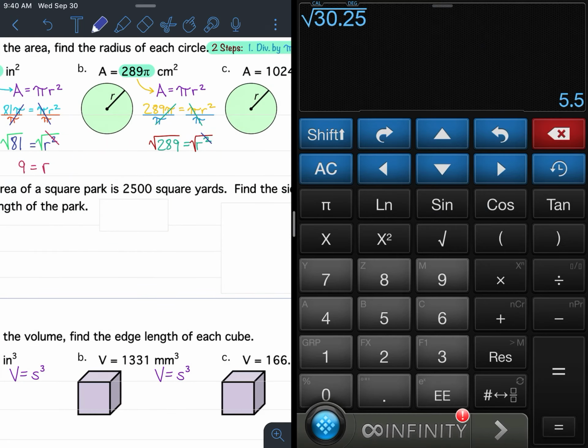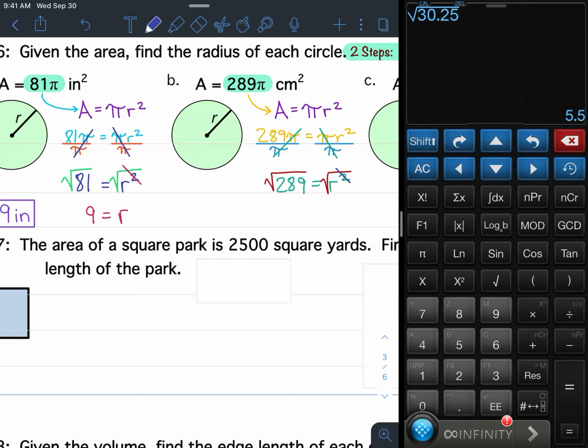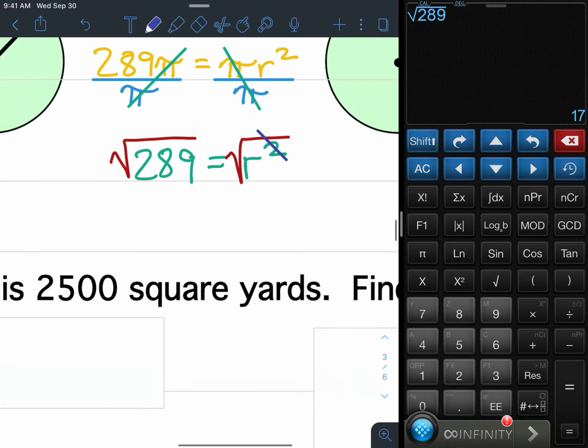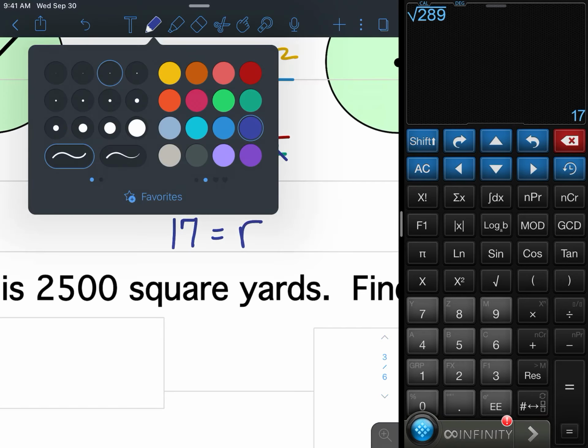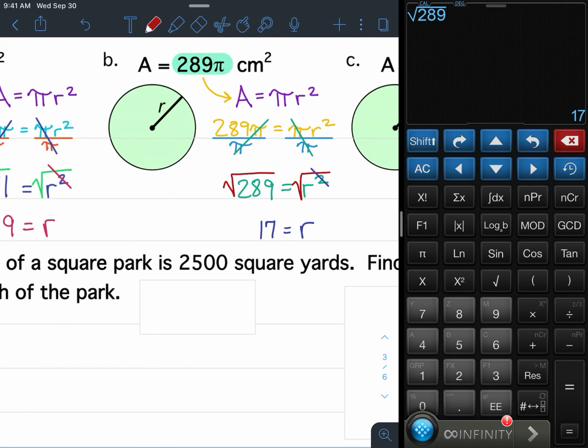Let's pull up our calculator. Sorry about that. All right, so the square root of 289 is 17. So 17 equals r. Our final answer, look at the original problem, it says centimeters squared. So remember, we found just the radius. A radius is a single unit, so this would be 17 centimeters.